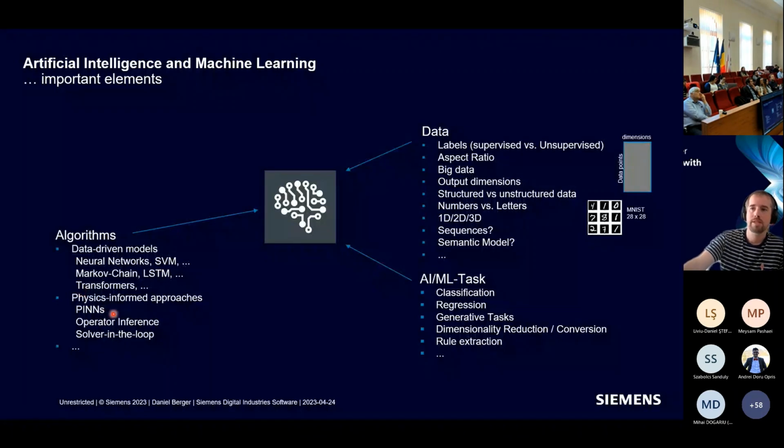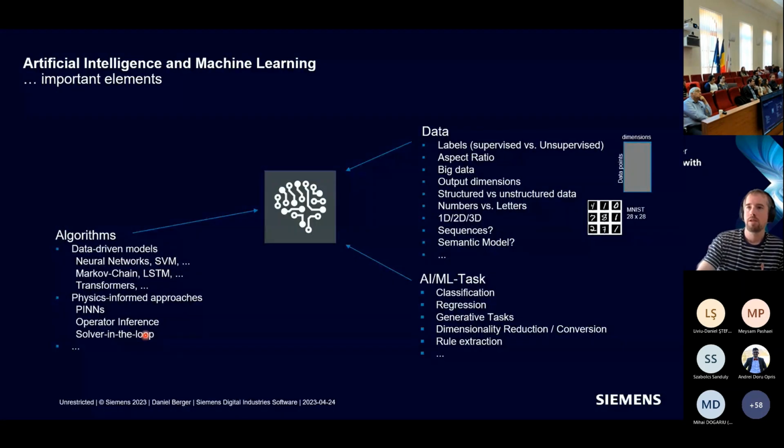If you have some physics available that you can inject through your data, you should make use of it. This can be done through physics-informed neural networks, operator inference, solver in the loop, and the list goes on. New approaches are coming up regularly.